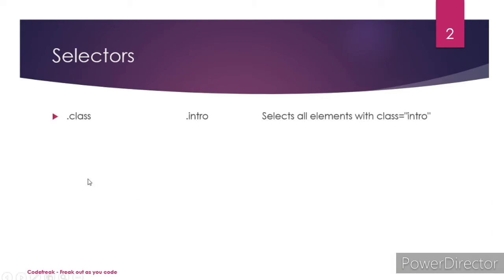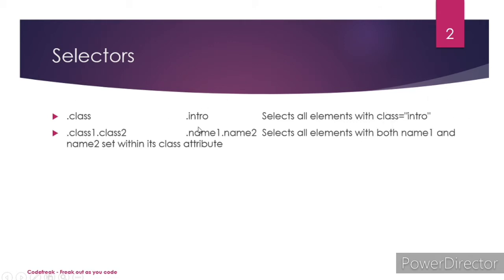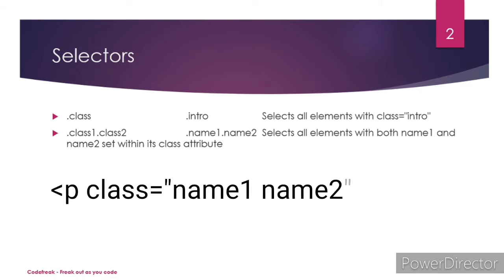So this is the first one. This is dot class, so use the class. For example, if intro is the class, it selects all the elements wherever the class intro is there. If there is one class called name1 and another class called name2, and you put both of them next to each other without any gap, it selects all the elements with both name1 and name2 set in the class attribute. For example, if you have a paragraph tag and in it you type class equal to name1 and space name2, if you have both of them in the same class, then this is what happens.